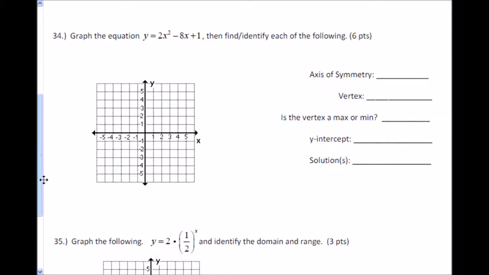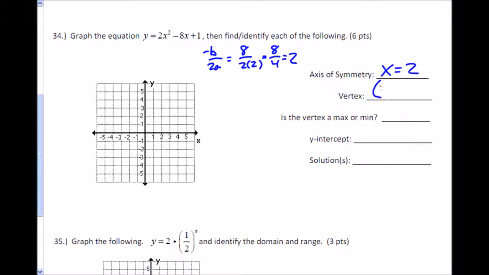For number 34, it says to graph the equation, then identify the following: the axis of symmetry, the vertex, and really we're going to start off by identifying these things. To get the axis of symmetry and the vertex, we do the same thing. We do the opposite of b over 2a. So that's 8 over 2 times 2. So that's 8 over 4, which is 2. So my axis of symmetry is x equals 2.